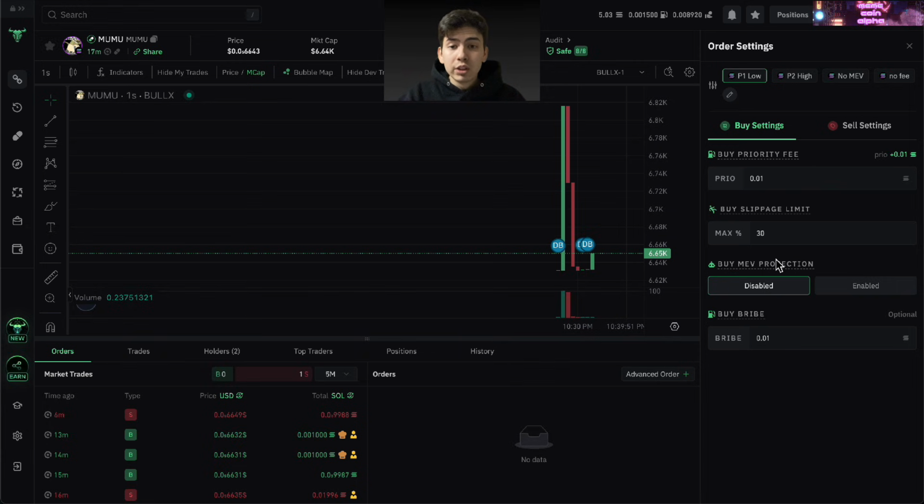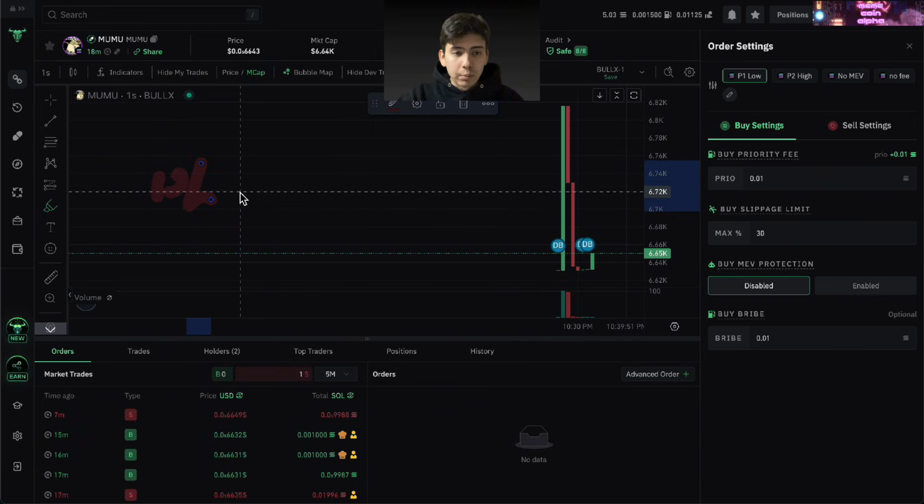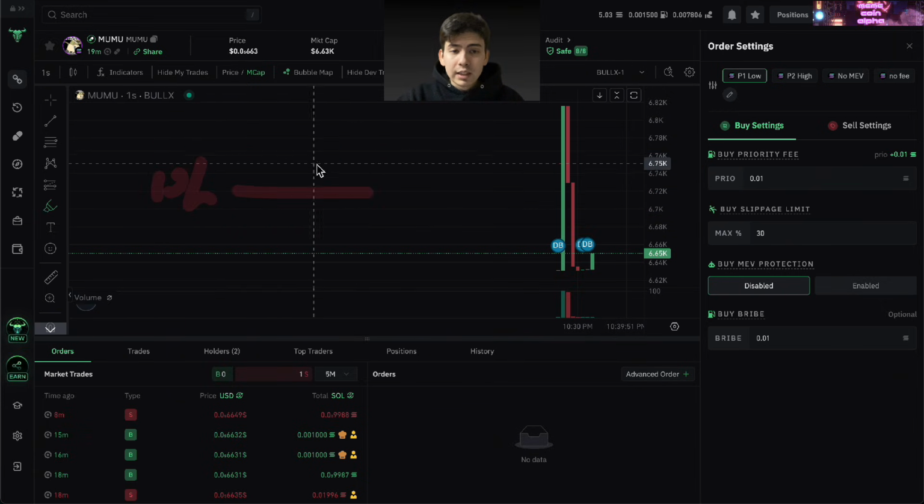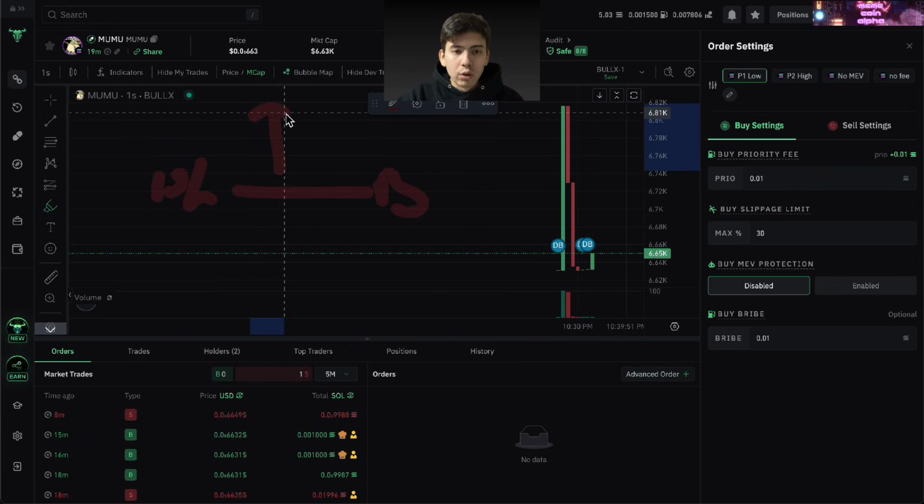So for my new guys out there, you might have no idea what the slippage limit is and what this MEV protection actually does. So now I'm going to quickly cover that so you guys have a better understanding of these terms. So let's say you buy a coin at like a 10k market cap. What this slippage basically does is that it allows your buy to go through even if the price of the coin goes up 30% or goes down 30%.